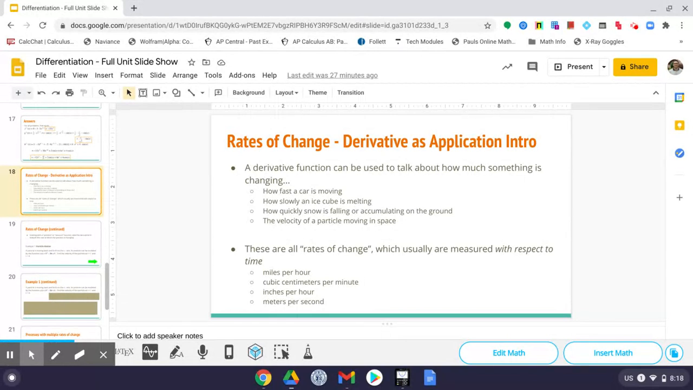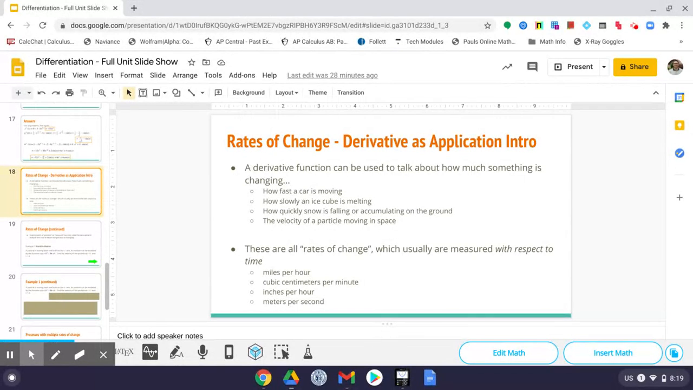So, what we know about the derivative, right, is that it is how much something is changing. It's the instantaneous rate of change at a singular point or a singular moment in time. A couple of things that we can start to think about just rates of change in general, right? Is how fast the car is moving, something like miles per hour, maybe how slowly an ice cube is melting, the velocity of a particle moving in space, which has this physics connection, which we'll get into today actually a little bit. All of these things are rates of change, right? The rate at which a particular scenario or a particular process is changing.